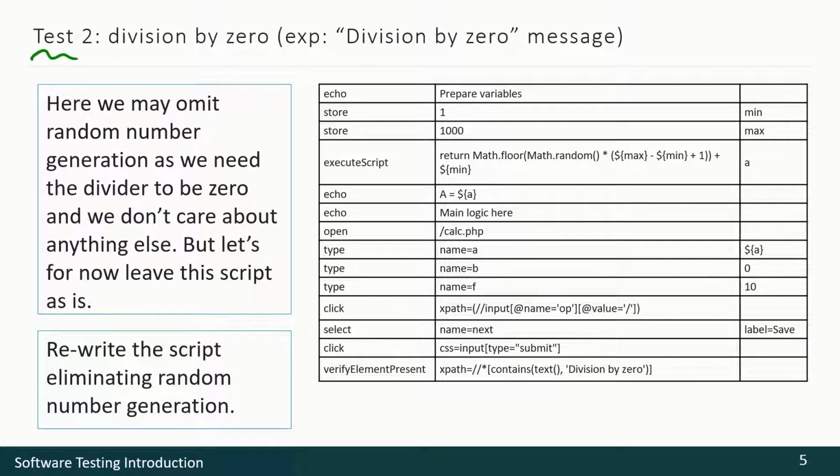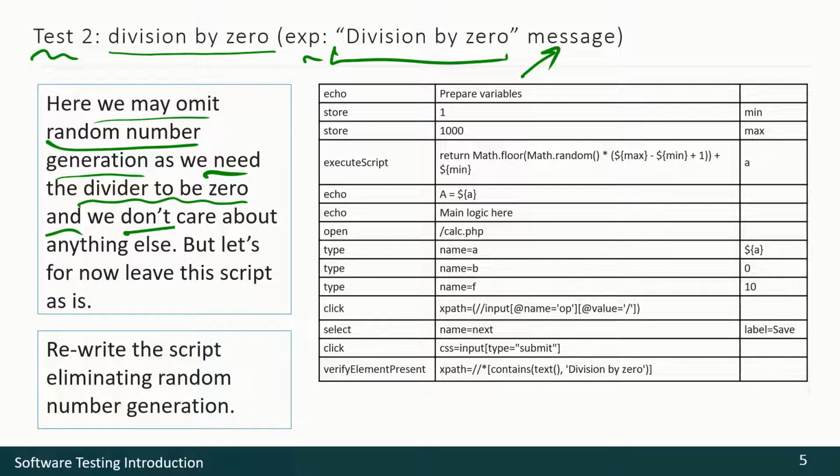The second test case is about division by 0 and is expecting such a message. So yes, here we omit random number generation because we need only the divider to be 0 and we absolutely don't care about anything else. Here is the script. We generate the first number, why not, but the second number is always 0. Please rewrite this script, eliminate this random generation.